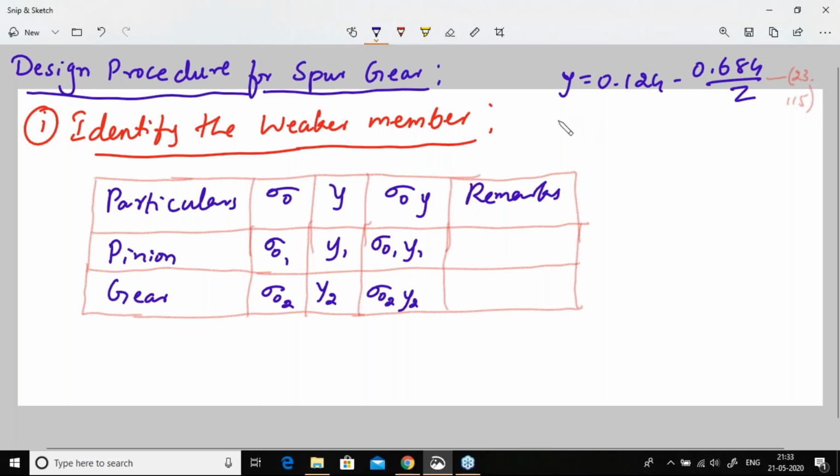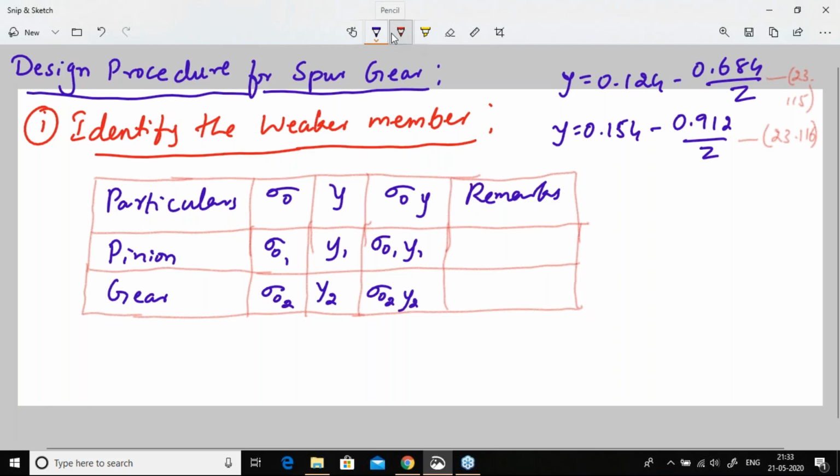Similarly, if the system of gear is 20 degree full depth, then the y equation is y equals 0.154 minus 0.912 divided by z. This is for 20 degree full depth involute, and this equation is 23.116.